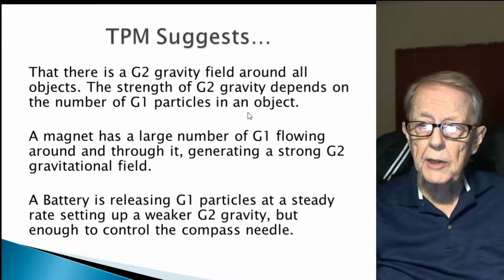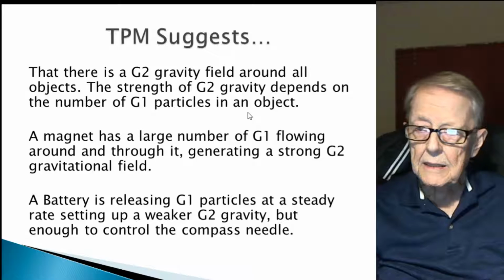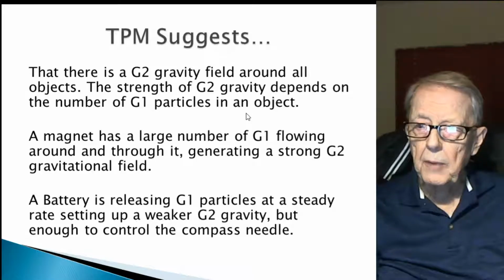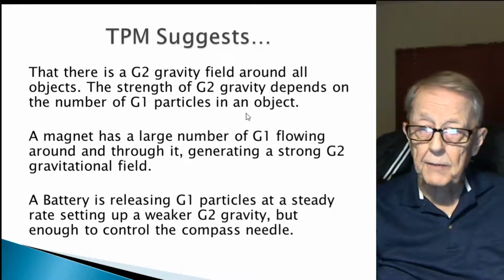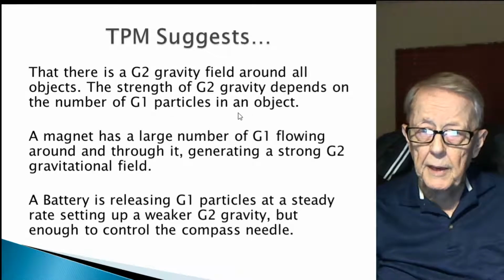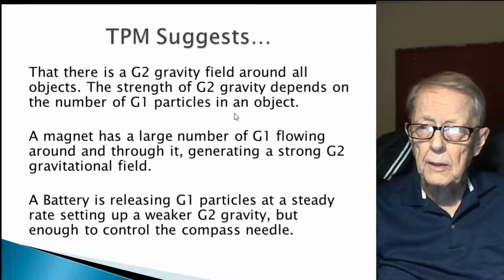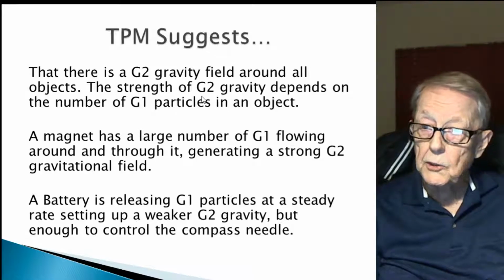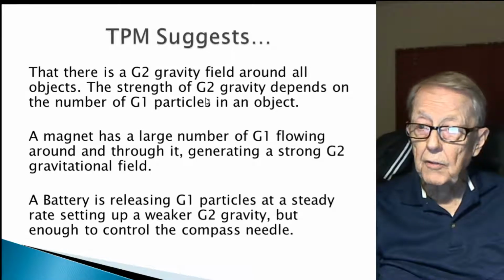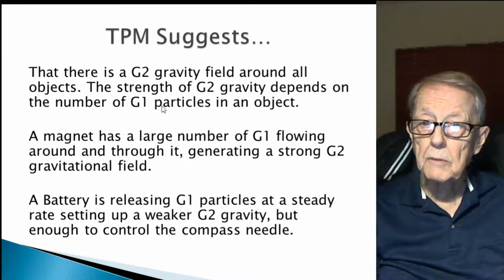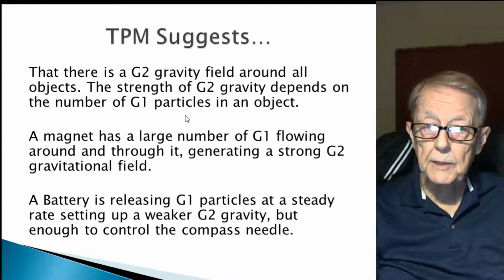The strength of the G2 gravity depends on the number of G1 particles in an object. That's an observation I've made working with light and gravity and electromagnetic forces and electrostatic forces and even circuits. I came to that conclusion early, and it's pretty well held up. Now, there may be other factors, but generally speaking, I've been able to describe the function of things based on the strength of the G2 gravity depending on the number of G1 particles in the object.